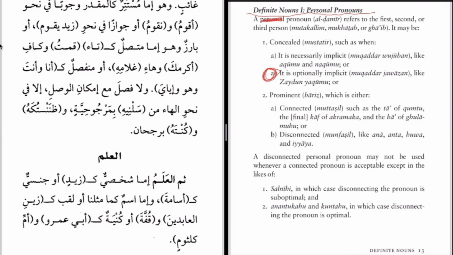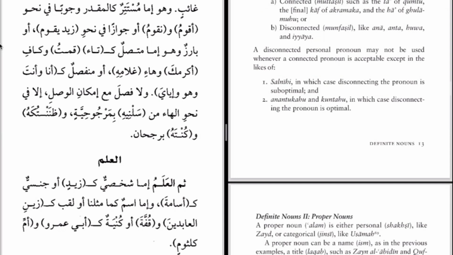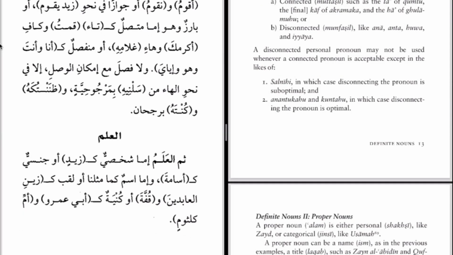Prominent, which is either connected, such as the ta of kumtu, the final kaf of akramak, and the ha of ghulamihi, although in the Arabic it is majroor. So it would have been better just to put the Arabic without even any transcription. Like we said, if you can't read Arabic, you can't even deal with this book anyway. Or disconnected munfasil, like ana, anta, huwa, and iyyai. Translation is fine here.